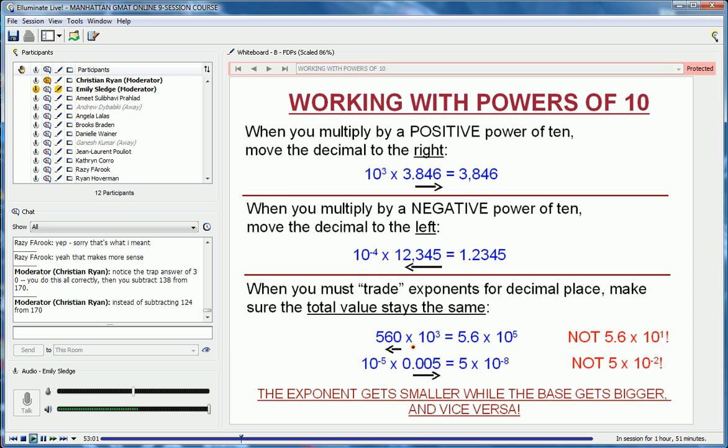If you do that, you're making both numbers smaller and you're changing the overall value. What you want to do is account for the fact that you've moved this one left by moving this one right. So in other words, 10 to the 3 becomes 10 to the 5th, and vice versa. If you move the decimal place on this one to the right, you move the decimal place on this one to the left. You might see a chance to use that on the set that's coming up.